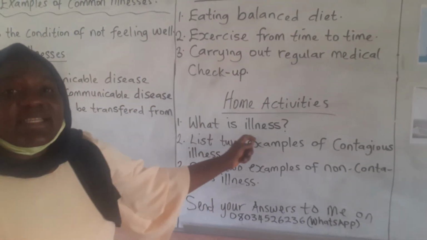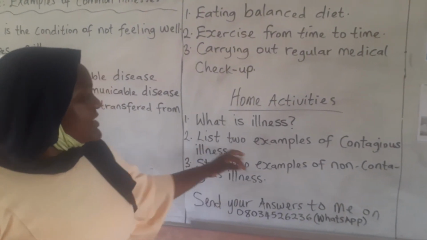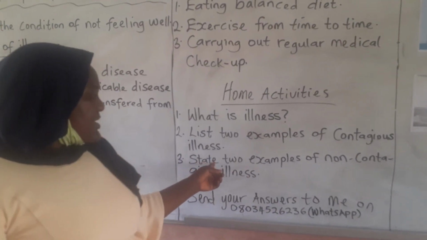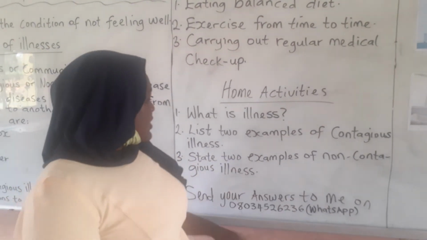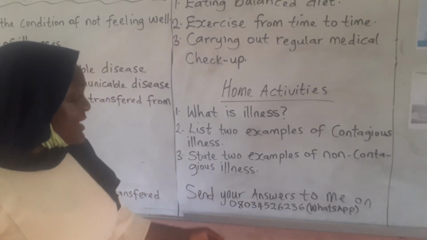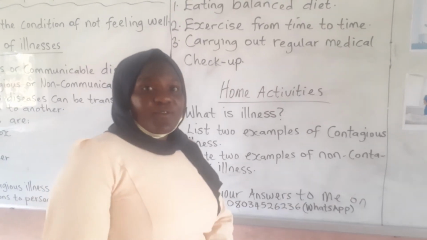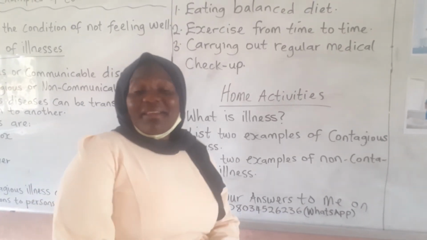Now, number one, what is illness? Two, state two examples of contagious illness. Three, state two examples of non-contagious illness. Send your answers to me on my WhatsApp number 08034526236. Thank you very much.